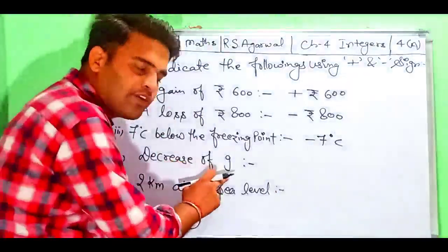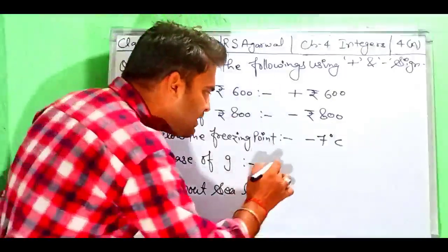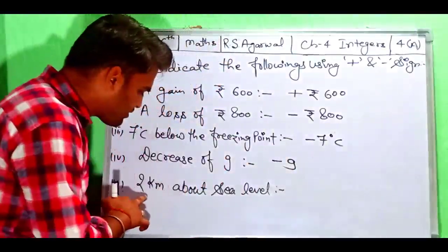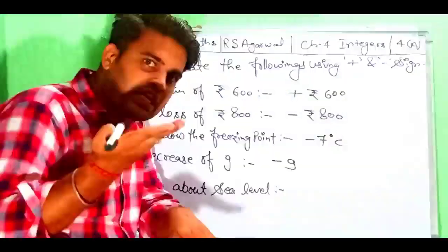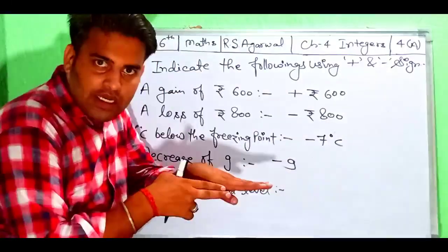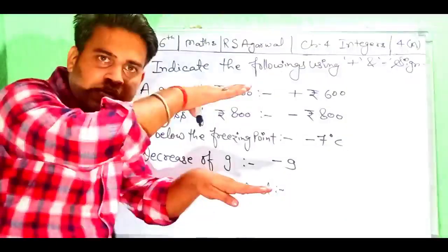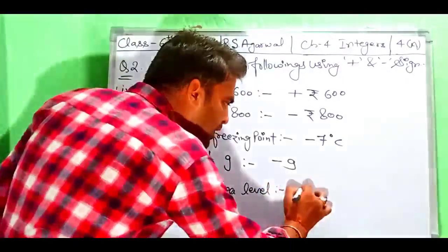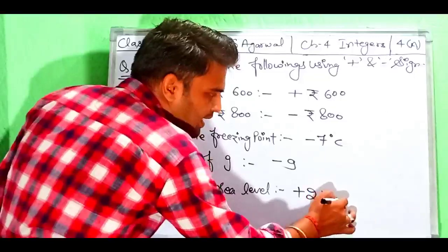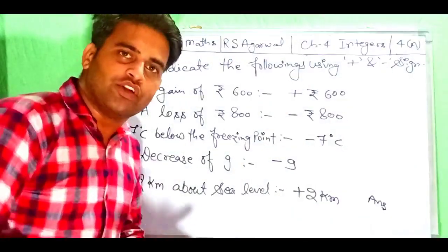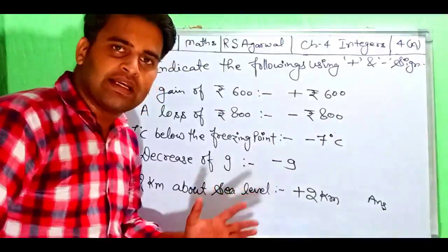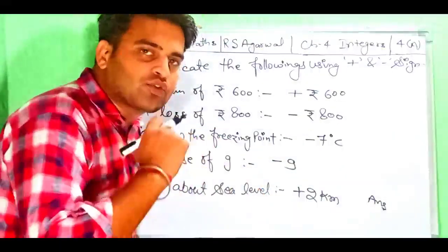Next question, decreasing of time. It means we are decreasing something, so for that minus 9. Next question, 2 kilometer above sea level. It means there is the sea level, and we want to go to the above side, so we add something. It means plus 2 kilometer. This is the answer of the second question. The remaining questions you do on your own like this. Move to the next question.